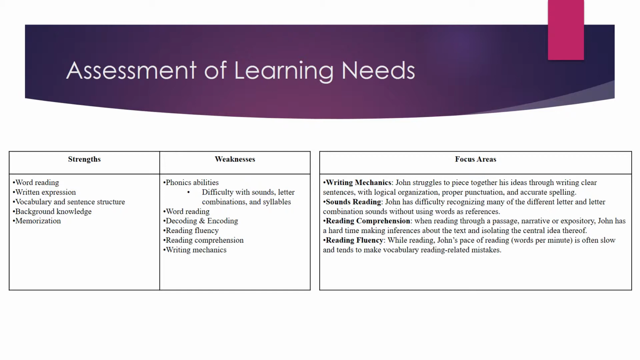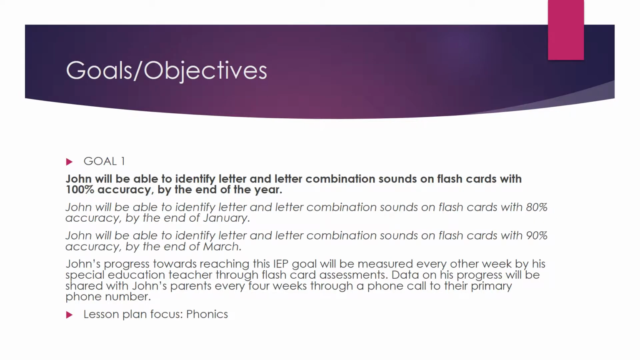So looking at the strengths and the weaknesses, the main weaknesses that I identified were his phonics abilities, his word reading, decoding and encoding, reading fluency, reading comprehension, and writing mechanics. So the main focus areas that I decided to recognize in the study were his writing mechanics, his sound reading or his phonics, his reading comprehension, and then his reading fluency. And because of his struggles with comprehension and fluency and his phonics, that was the number one goal that I looked at.